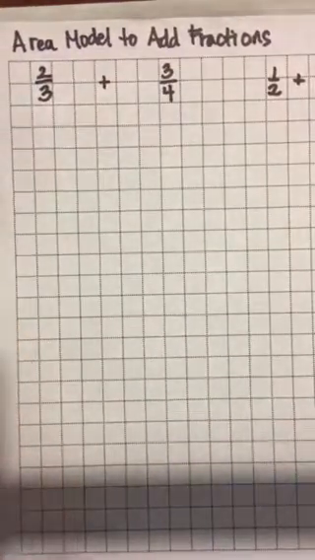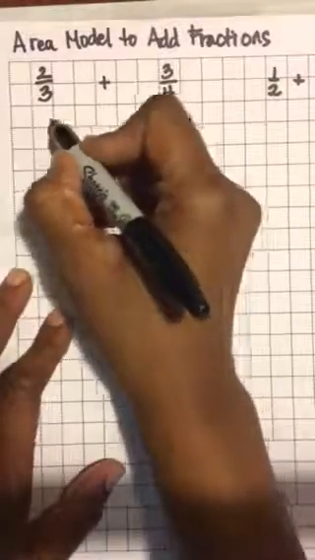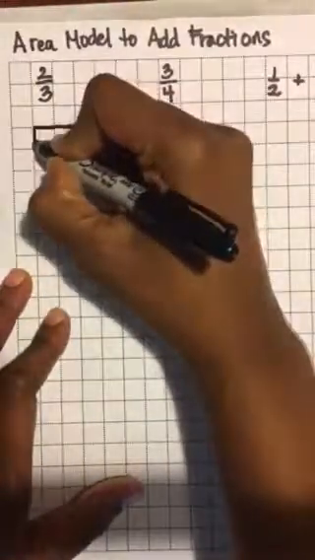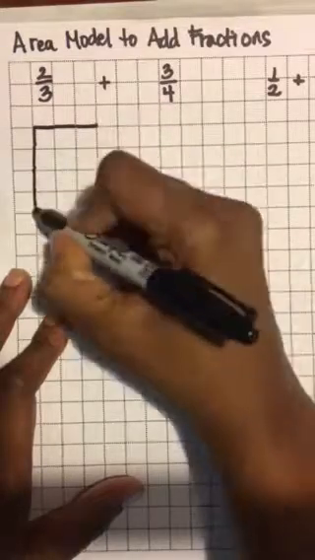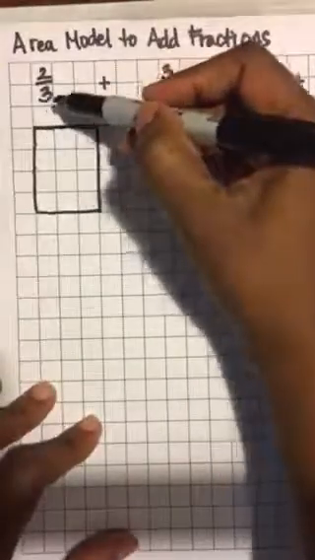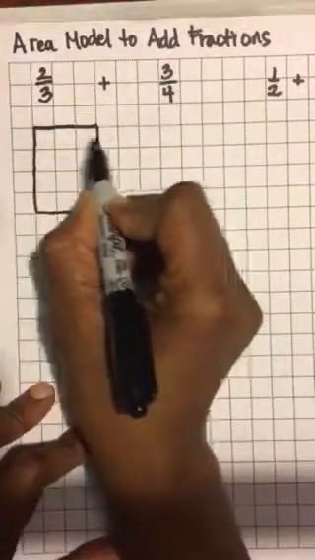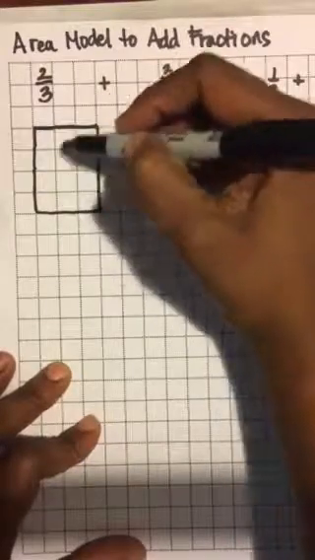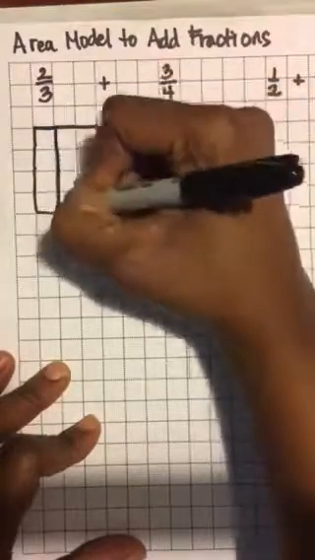So I have the denominators 3 and 4. So I'm going to create a 3 by 4. 1, 2, 3 by 1, 2, 3, 4. And I'm modeling 2/3, so I need to find 3 of something. That would be 1, 2, 3, 4. That's too many. Let's try going up and down. 1, 2, 3. There we go.